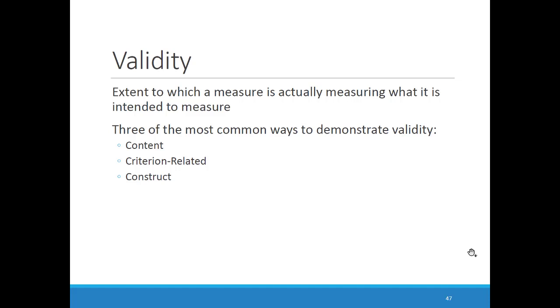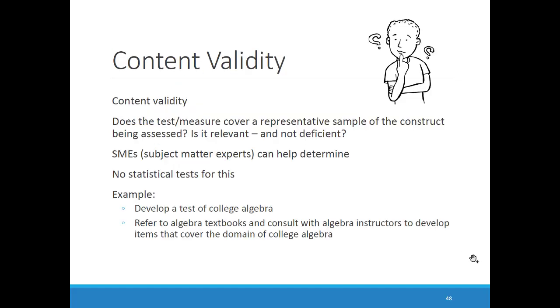Okay, so there are 3 common ways to demonstrate validity. There's content validity, criterion-related validity, and construct validity. And we're going to talk about each of these. Content validity is answering the question, does the test or measure cover a representative sample of the construct being assessed?